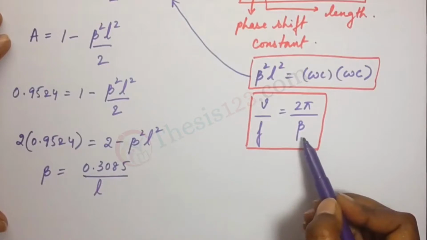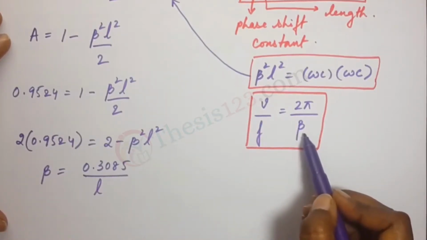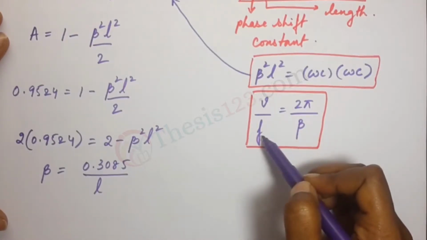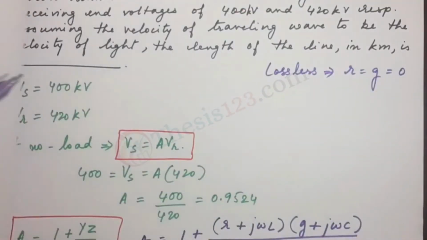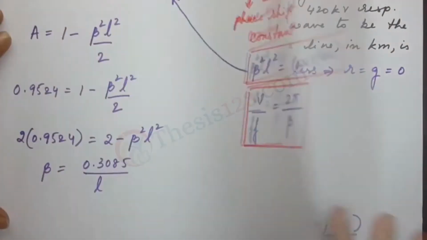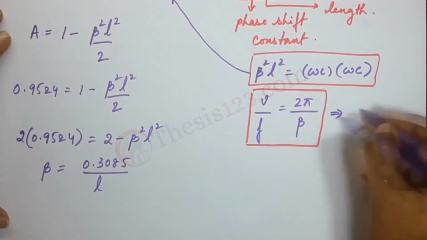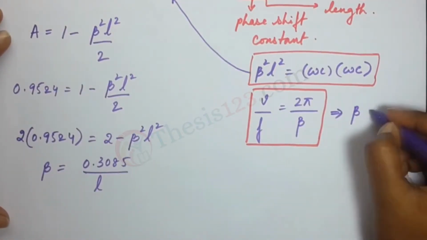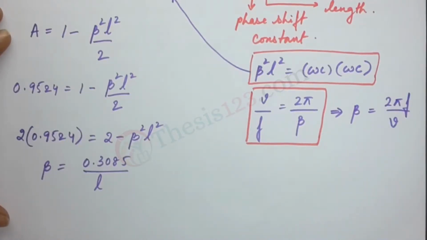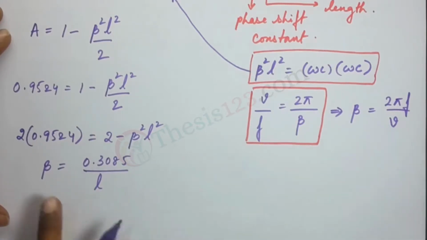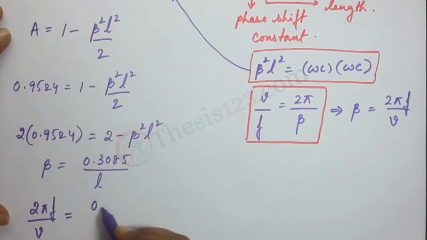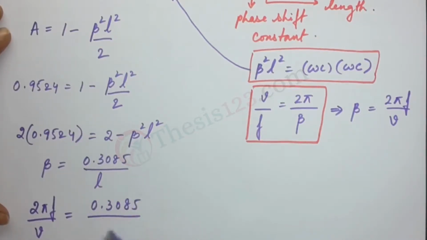Now let's substitute beta's expression here, because we know what the velocity is, we know what the frequency is. The velocity, according to the question, is given as the velocity of traveling wave to be the velocity of light, right? So from here, we will be able to write the expression for beta as 2 pi f by v. Let's substitute that over here. 2 pi f by v is equal to 0.3085 by L.